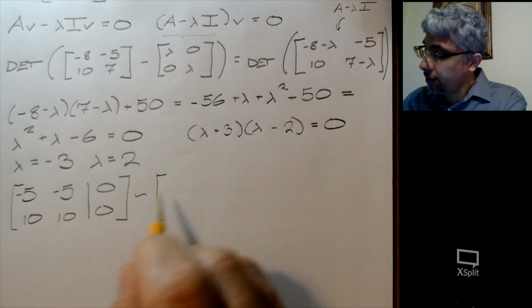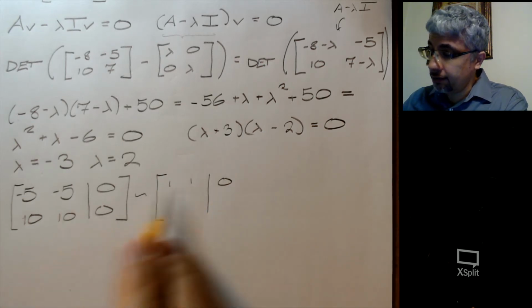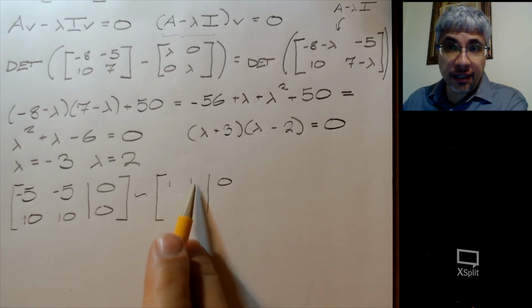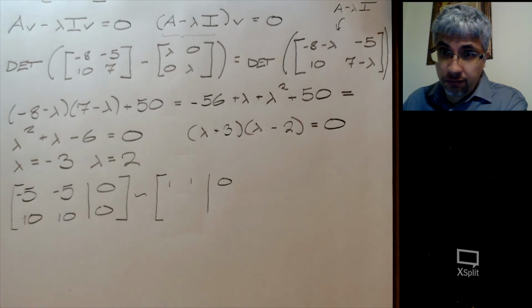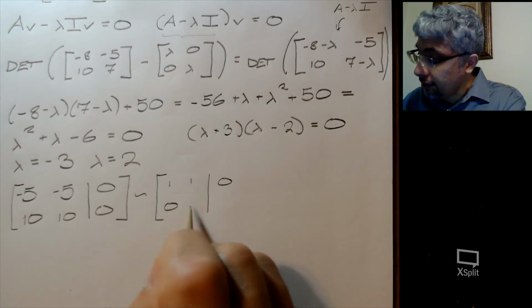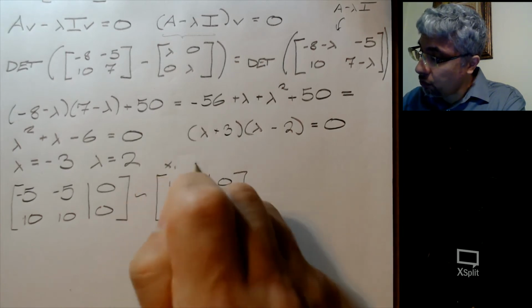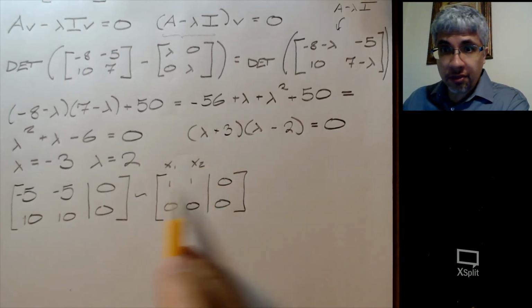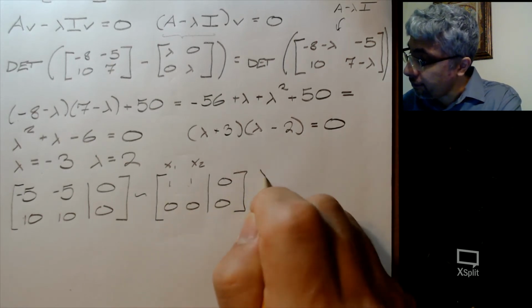Well, I could always make this into 1, 1, 0, and I can add negative 10 times row 1 to row 2 after that, or add negative 2 times row 1 to row 2 before it. Either way, I get 0, 0, 0. So what is this saying? Think in terms of what this actually means in terms of systems of equations. x1 plus x2 is equal to 0.